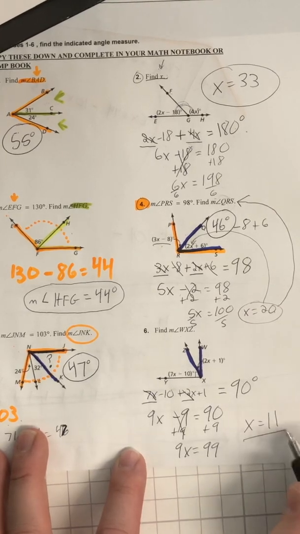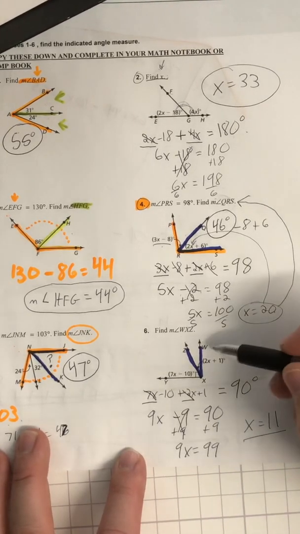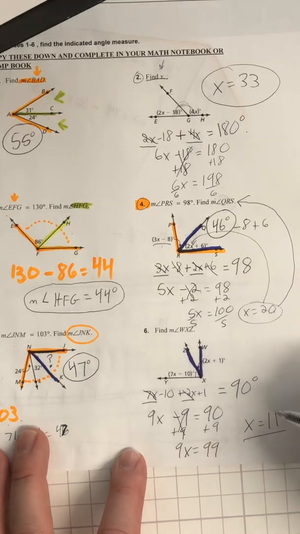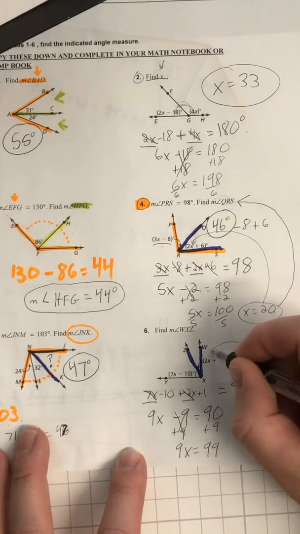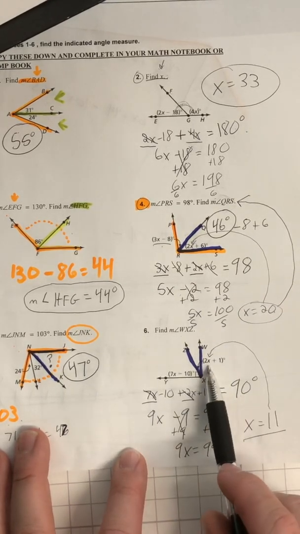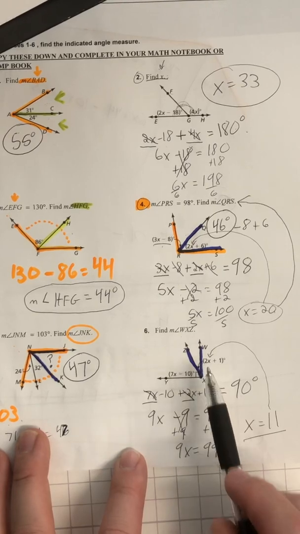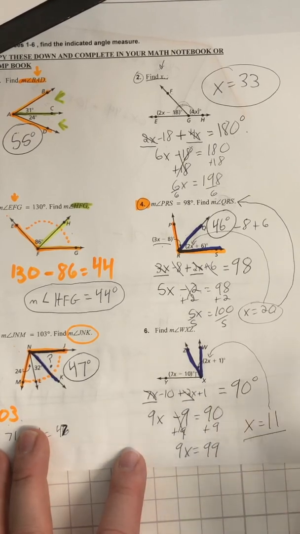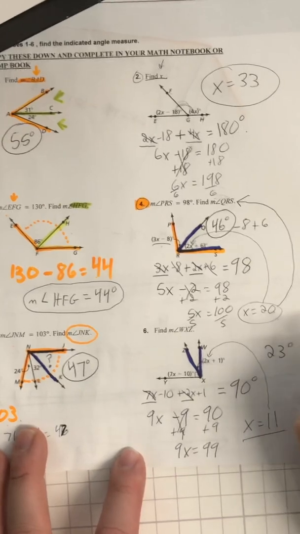Now, is that my final answer? No. We need to find WXZ. We do know what x is now. Plug that in right there into the x. 11 times 2 is 22. 22 plus 1, big brain moment, 23 degrees.